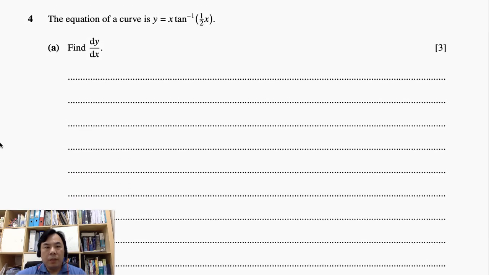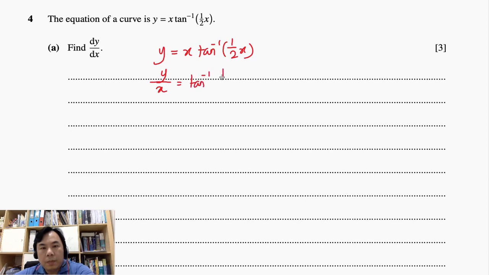Okay, question 4. The equation of a curve is given as such. We need to find the differentiation. Whenever we deal with an inverse of a trigonometry function, it's always best if we can apply implicit differentiation. So let me show you how to perform implicit differentiation as a revision. So here y is equal to x tangent half x here. So we can write that as this, step by step.